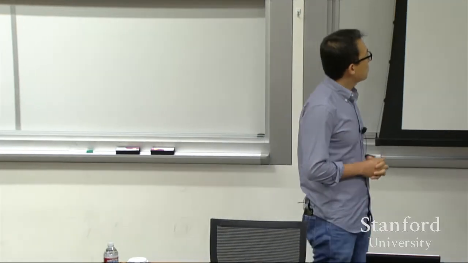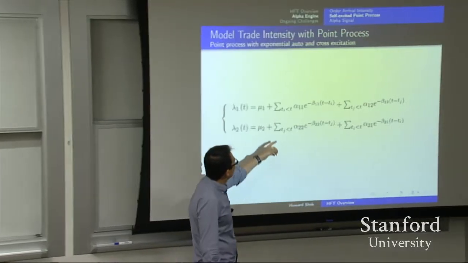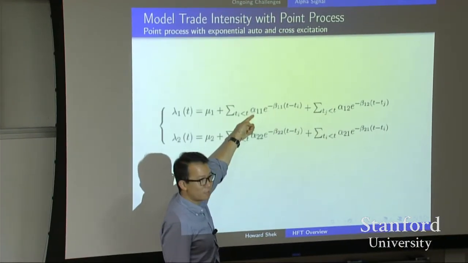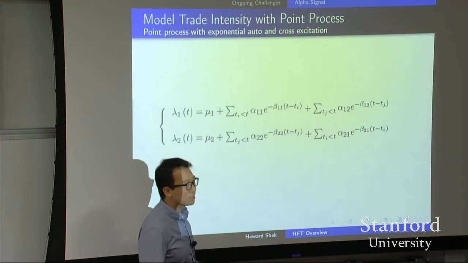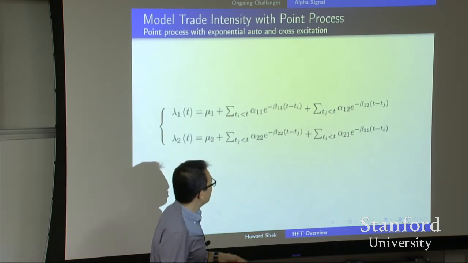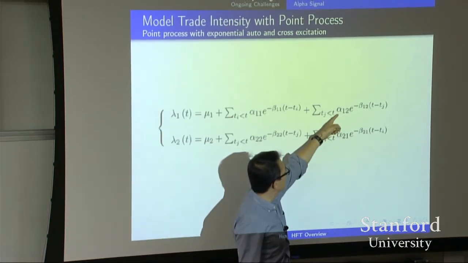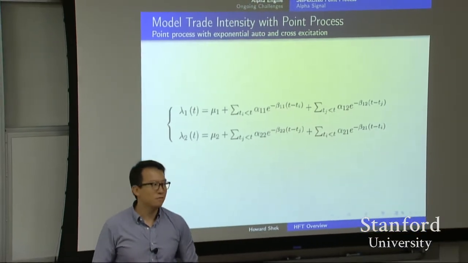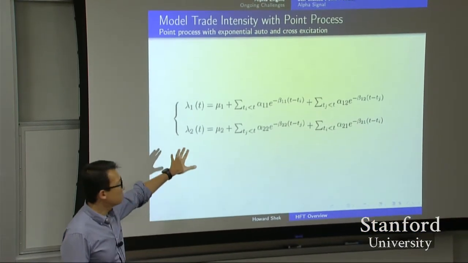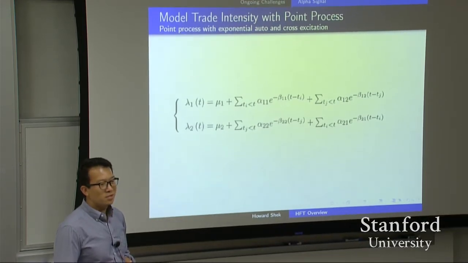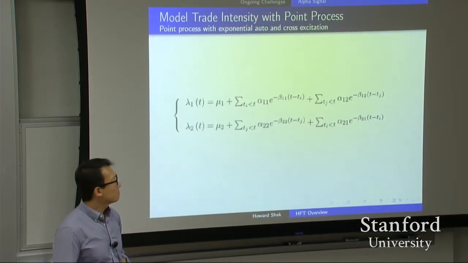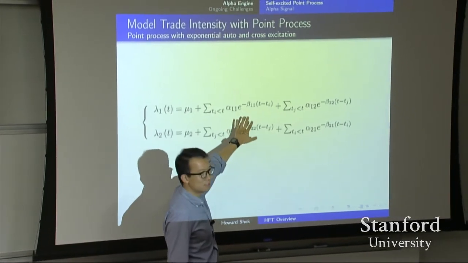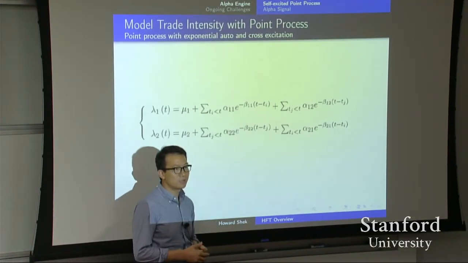So we've got something to take care of the clustering effect. The higher the alpha, the more clustering you get. And you also have cross excitation here. Alpha 1,2 means the effect of sell side orders on the intensity of the buy side. And the beta governs the decay. The higher the beta, the faster the intensity decays once it ticks up.